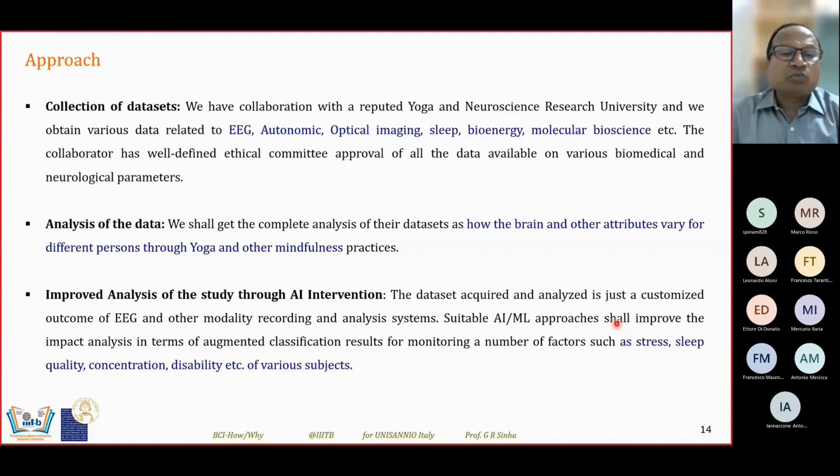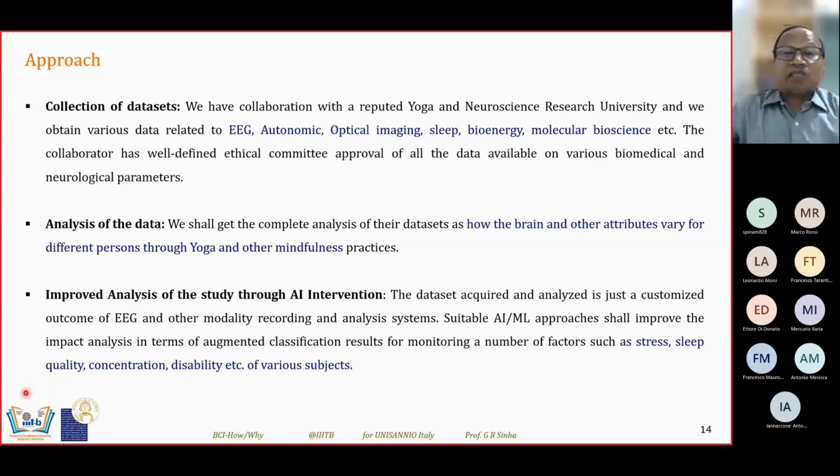Suitable AI/ML methods we are using to improve the impact analysis, so that factors, especially the stress, the sleep quality, the concentration, the disability on different subjects can be studied. It means whether there has been any reduction in the stress level, whether there has been any betterment in the sleep quality, whether the person is now able to concentrate better after doing yoga or meditation. That kind of study we are trying to do.